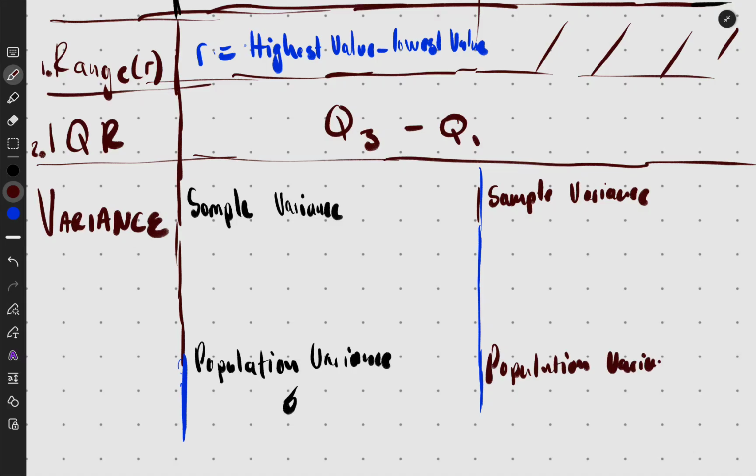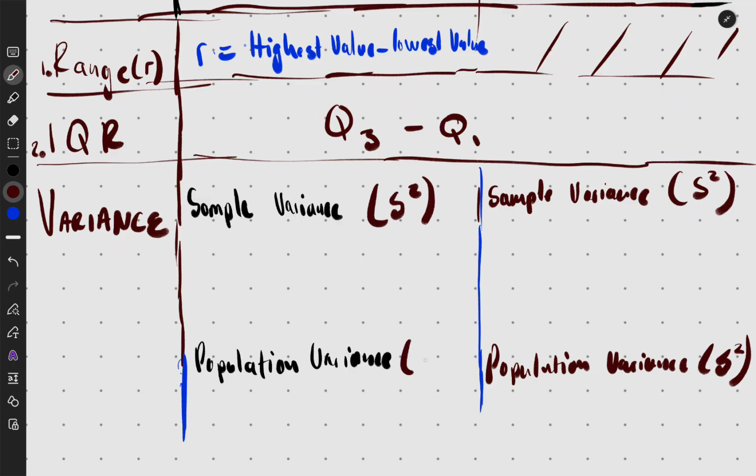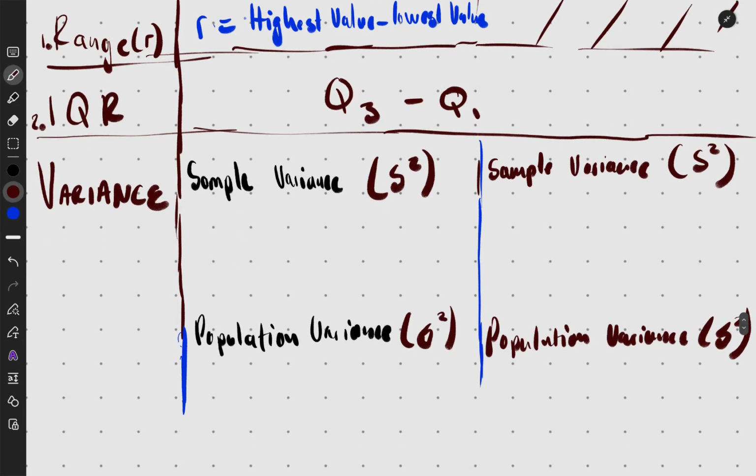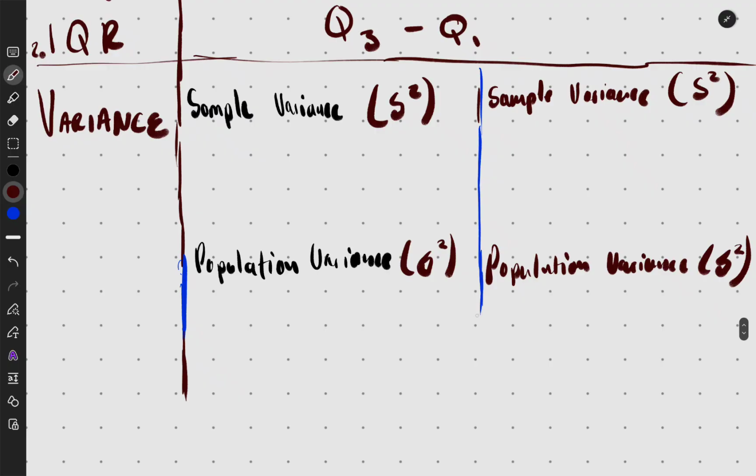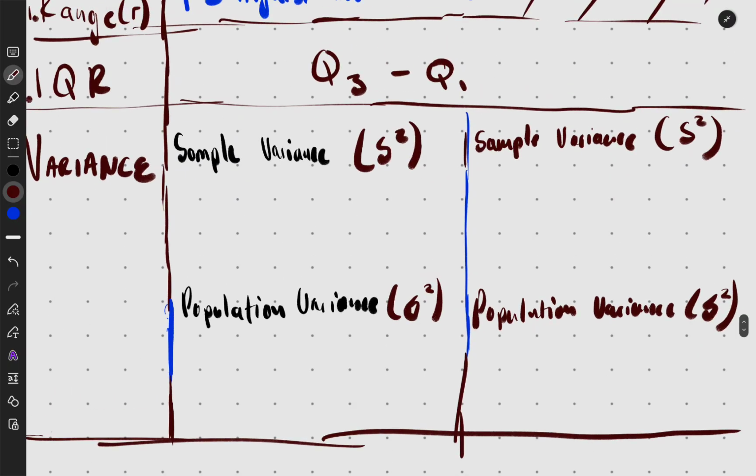Population variance is just sigma squared. Sample variance is S squared, because S itself is the standard deviation, and sigma itself is the standard deviation. So we have these two, and they are covering variance. Variance will only end after these two are done. That is where we go to the next, for sample variance.